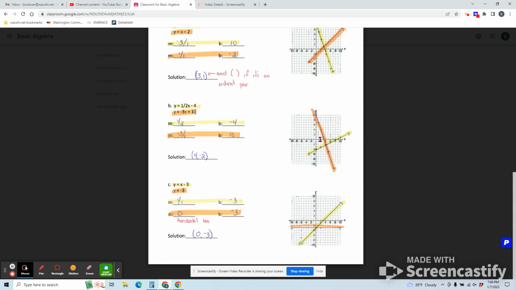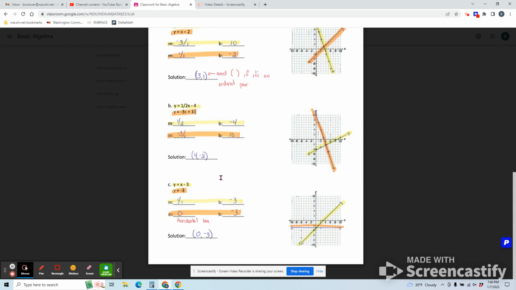Well, that would be, I went right 4 and down 2. So that's how I got a solution of 4, -2. If I were to take 4, -2 and plug that or substitute that information into these equations, it would make both of them true. That's what that solution is indicating.